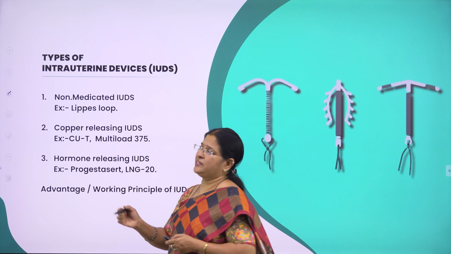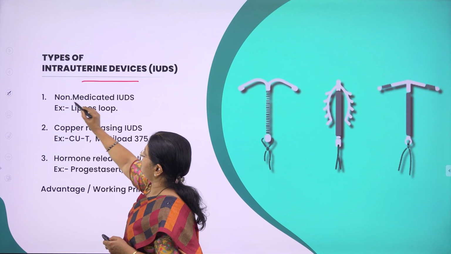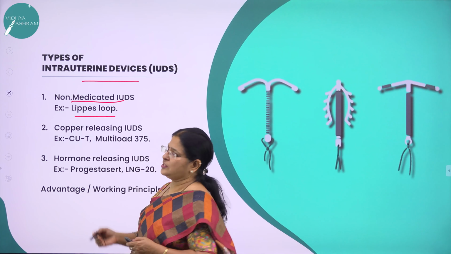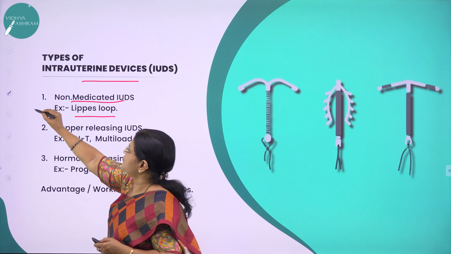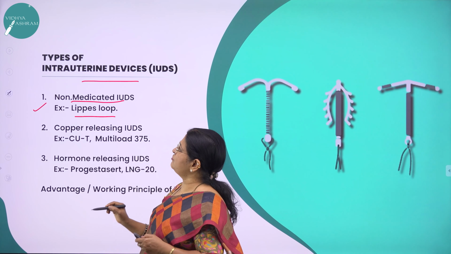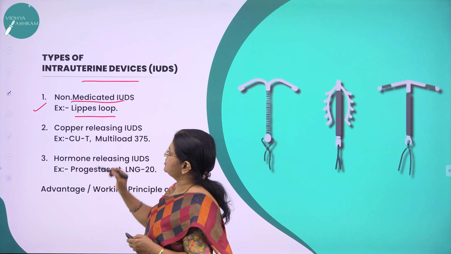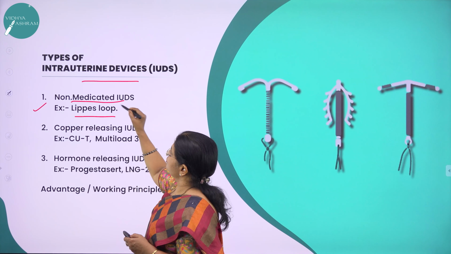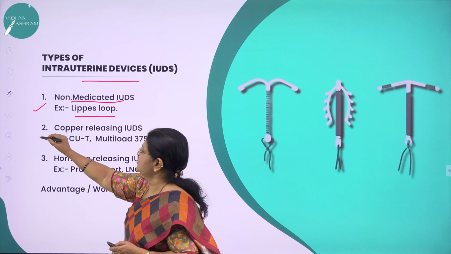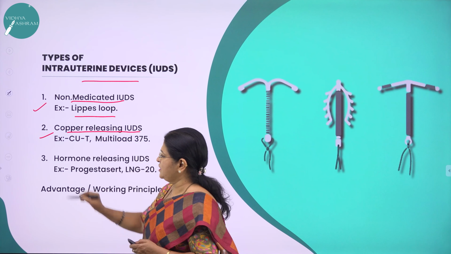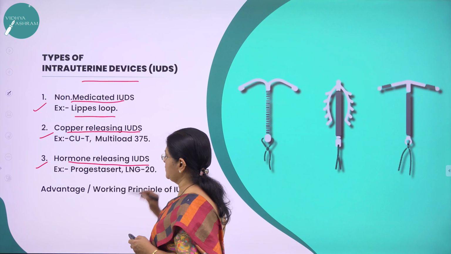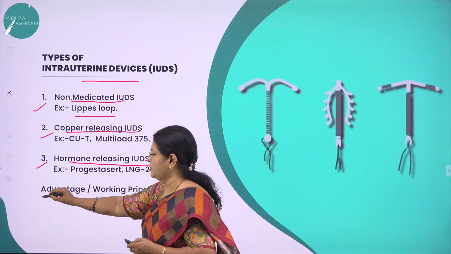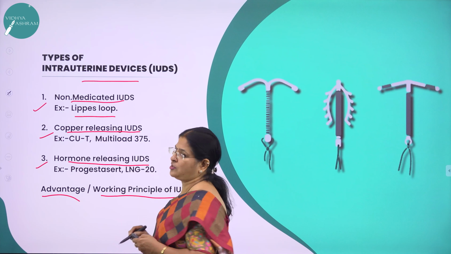Now, let us study the types of intrauterine devices. What is the classification of intrauterine devices? It has been broadly classified into non-medicated IUDs. Second one is called copper releasing IUDs. Third one is called hormone releasing IUDs. And also we are going to study about the advantage or the working principle of IUDs.